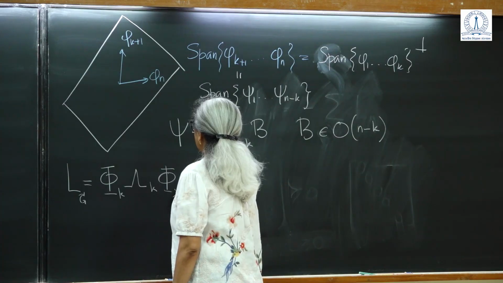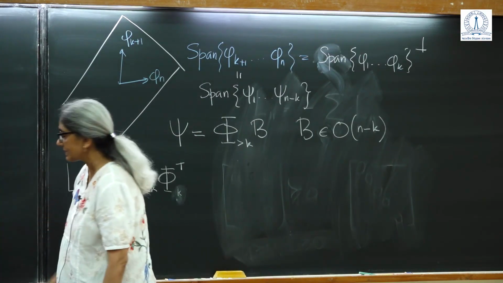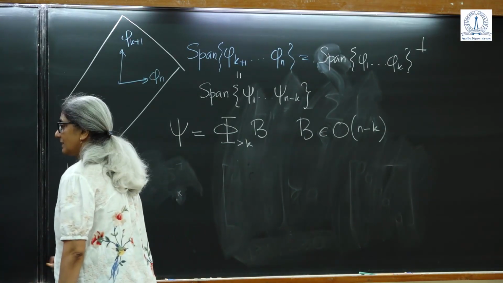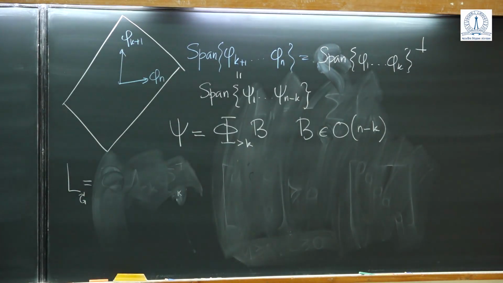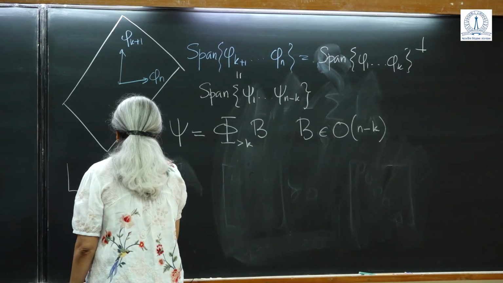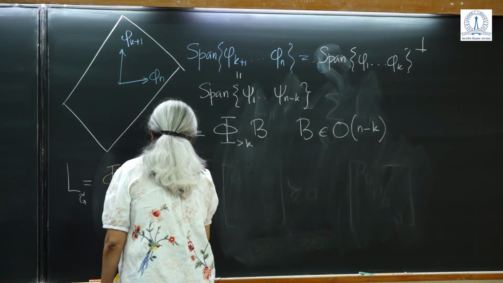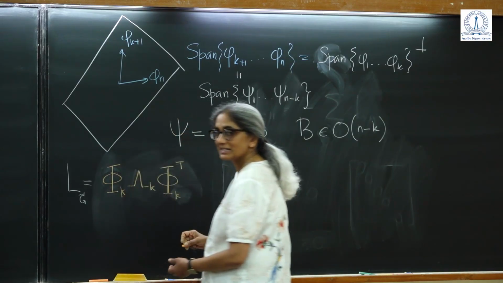Phi k transpose, that is the orange piece. Okay, let's keep it orange. It's not the same orange, this is the Seattle orange. So it's not even that. Okay, phi k lambda k phi k transpose, that's the frozen piece.